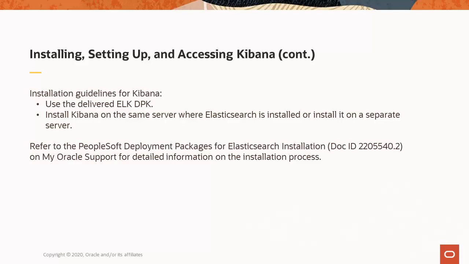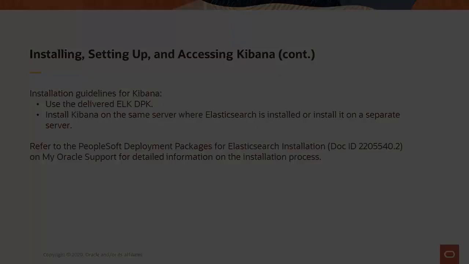You can install Kibana on the same server where Elasticsearch is installed or install it on a separate server. However, Oracle recommends that you install Kibana on one of the Elasticsearch nodes in the cluster to ensure better connectivity between Elasticsearch and Kibana. Refer to the PeopleSoft deployment packages for Elasticsearch installation document on My Oracle Support for detailed information on the installation process.